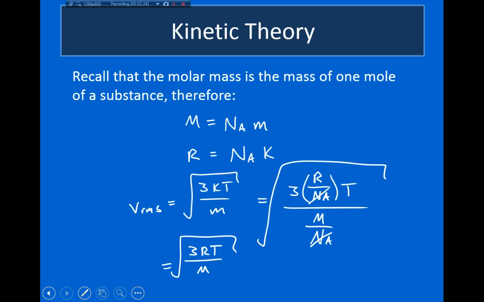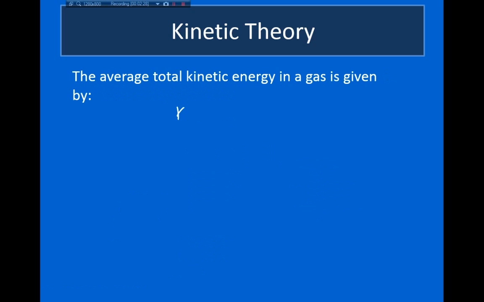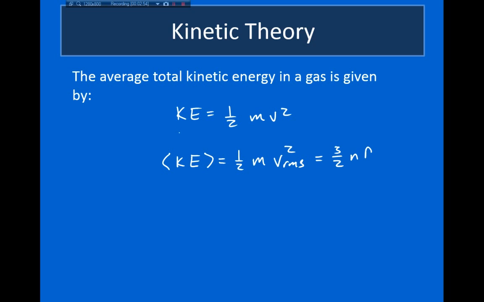So we found the RMS speed. Kinetic energy, remember, is equal to 1/2 mv squared. So using this equation, we can also find the average kinetic energy. So the average kinetic energy of a single atom is going to be equal to 1/2 m v RMS squared. And that's approximately going to be equal to 3/2 nRT.